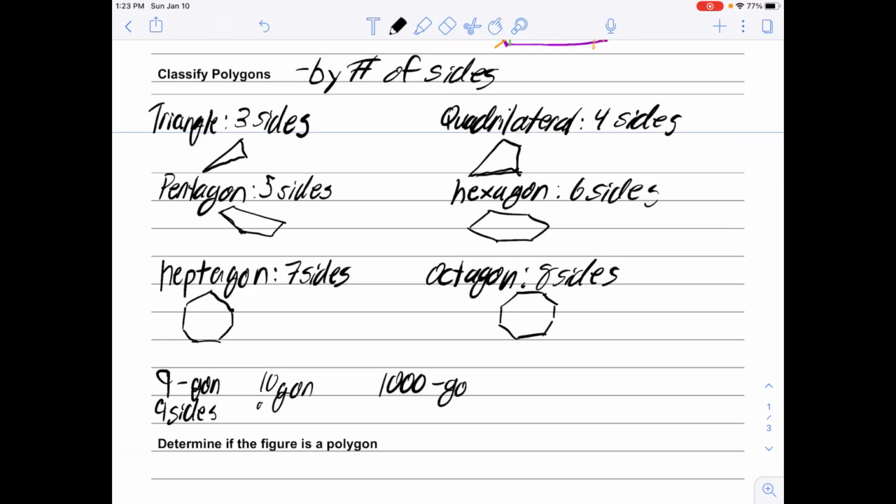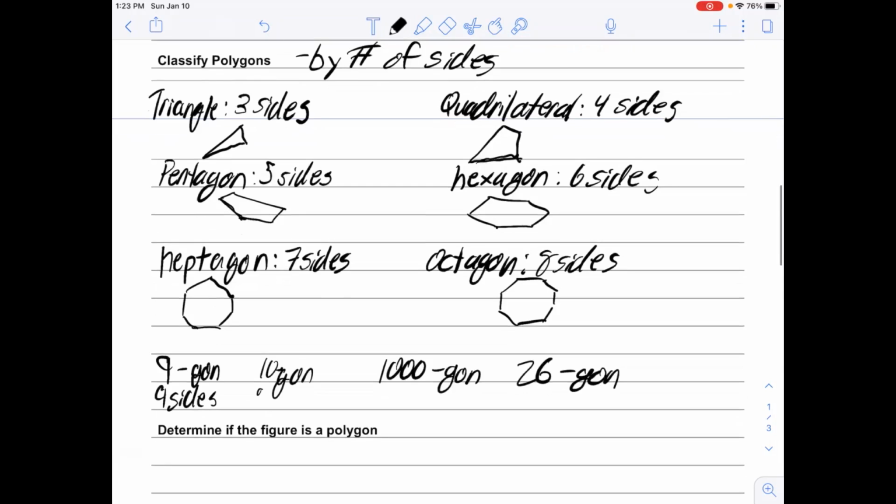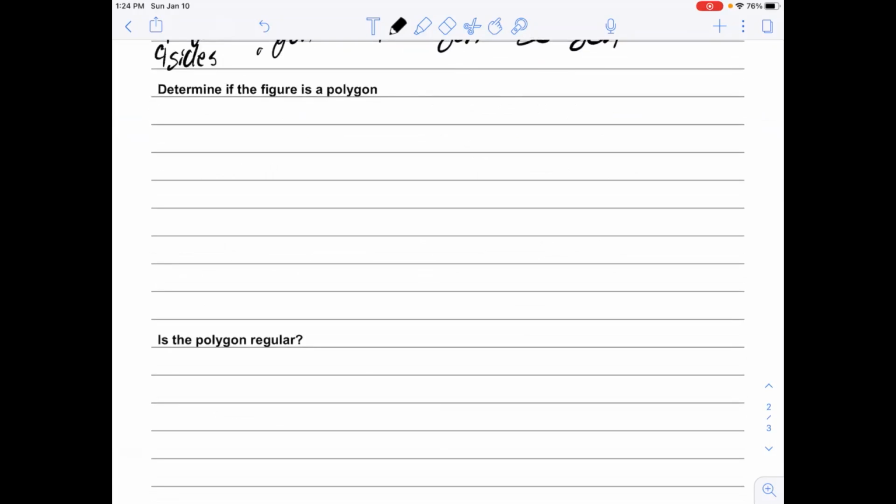But anytime that we are talking about a shape bigger than an octagon, we also often just call it something like a 26gon. That's a 26-sided figure instead of trying to remember a zillion words that mean all of these things. Okay? The next thing we need to be able to do is determine if a figure is a polygon.